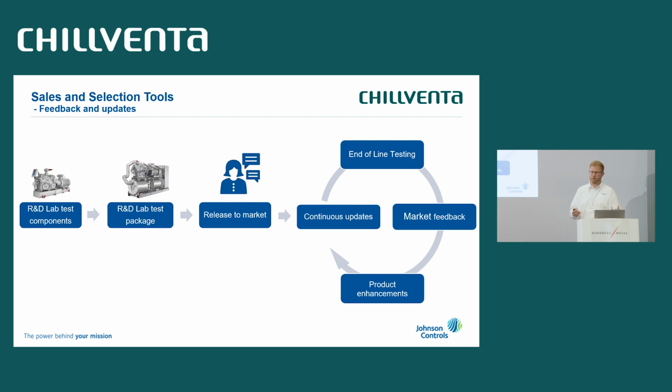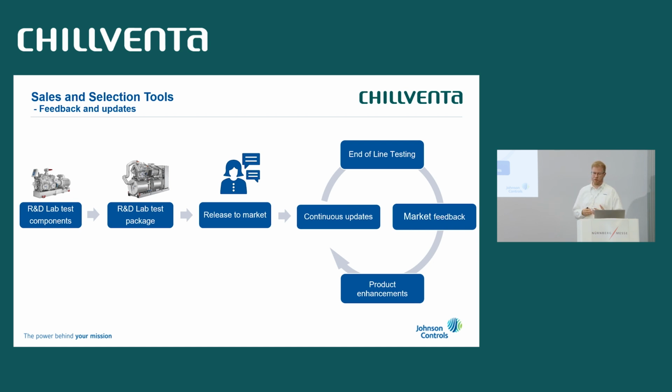And then when we have confidence in our model and our selection, we release it to market and into our sales and selection tools. Of course, then it's always the case that when a user and a sales team get our tools into their hands, we find out something is missing or something is behaving differently than intended. So therefore, we do continuous upgrades and updates.